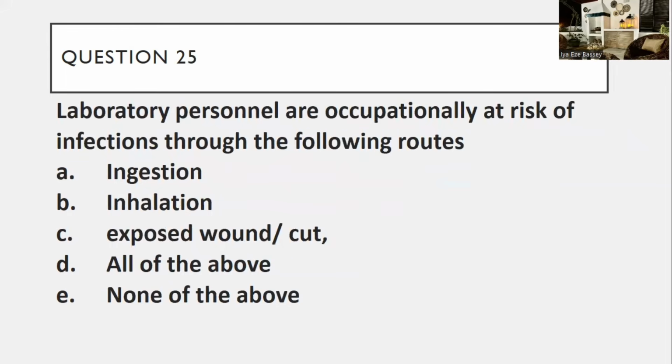Question 25, laboratory personnel are occupationally at risk of infections through the following routes. A, ingestion. B, inhalation of aerosols. C, exposure to wounds or cuts. D, all of the above. E, none of the above. All of them are routes of infection, okay?